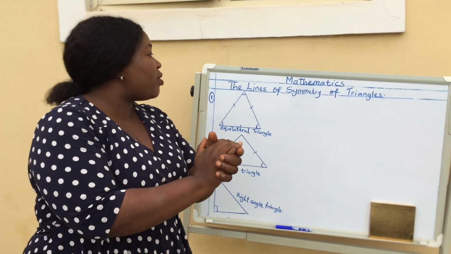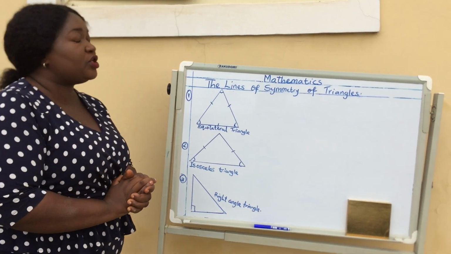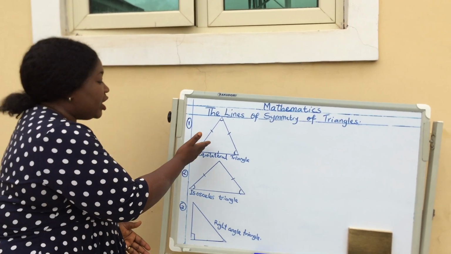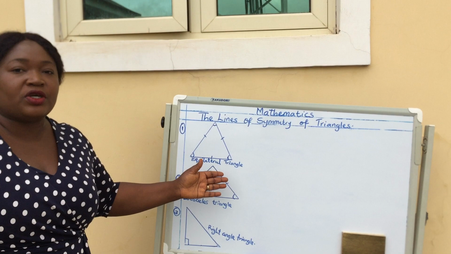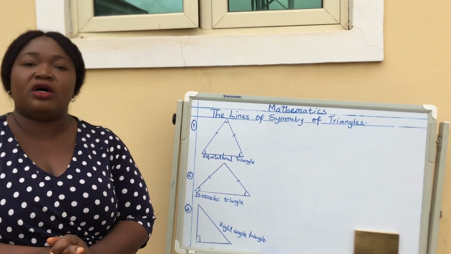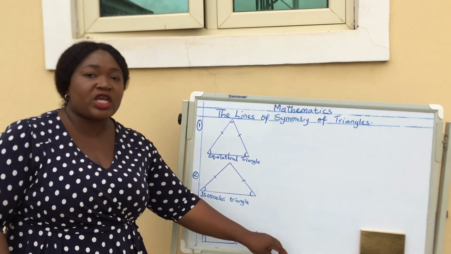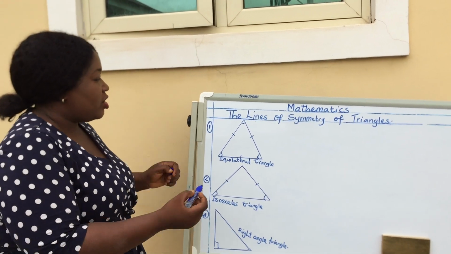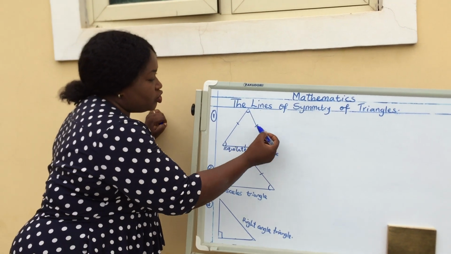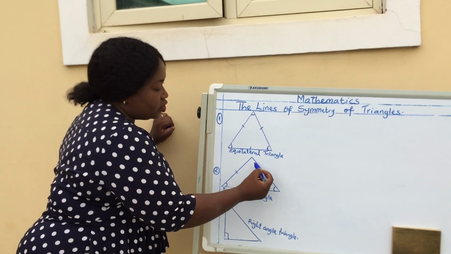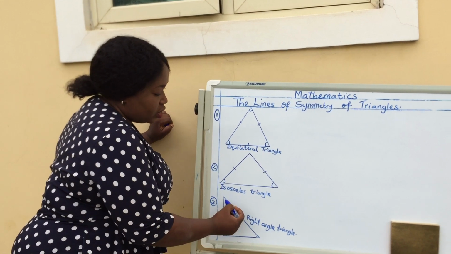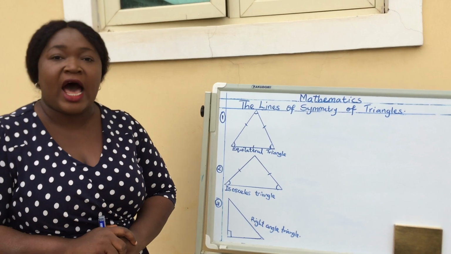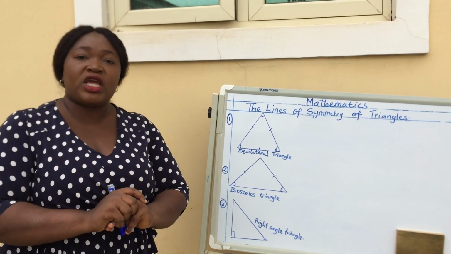Diagonal. Good. Today we are going to look at the line of symmetry of one of the flat shapes called triangle. You can see triangles on the board. A triangle is a flat shape that has three sides. Like you can see the three triangles here. You can see side 1, 2, and 3. They all have three sides, and then they have three corners.